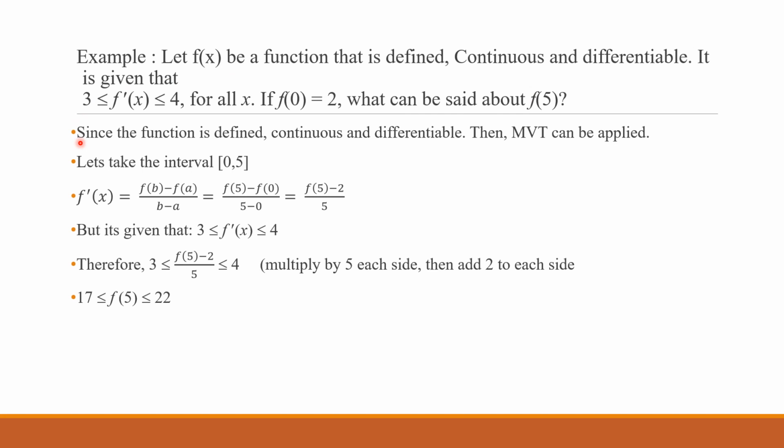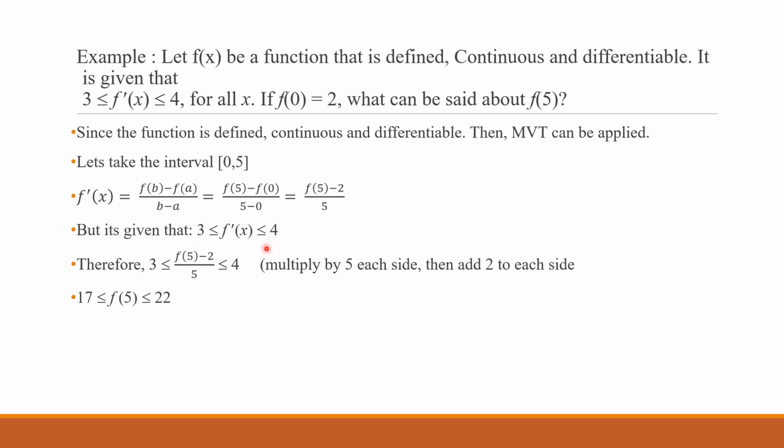Well, let's check. I know the function is defined, continuous, differentiable, then the mean value theorem can be applied. And then I'm going to give the interval I'm interested in. Since it's giving me some information about 0 and is asking about 5, I made my interval from 0 to 5. And then I applied the equation that f dash of x equals f of b minus f of a over b minus a. And I substituted with the given info. For example, I know f of 0 equals 2. And then I'm left with the fact that f dash of x equals f of 5 minus 2 over 5.